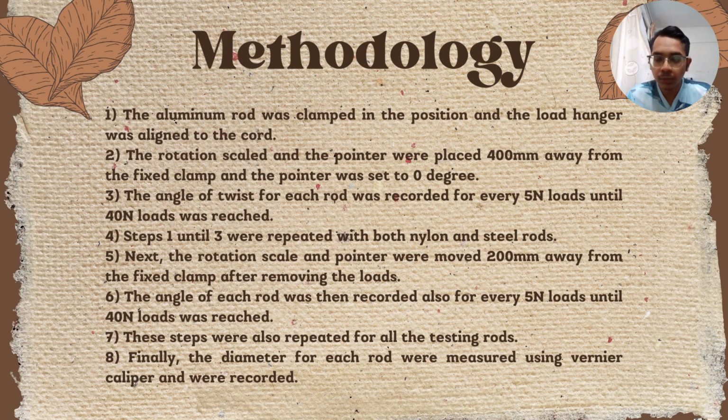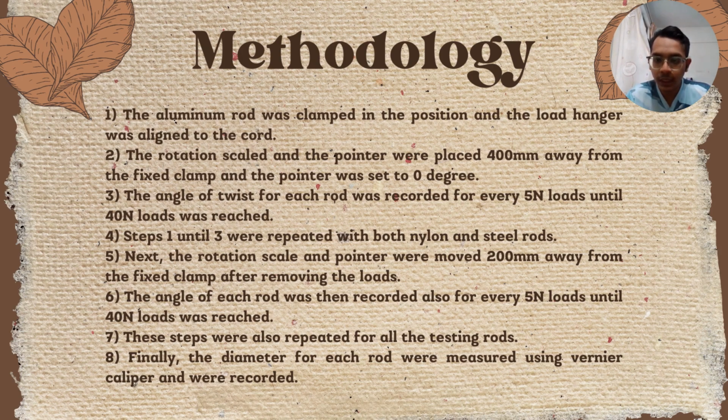Next, we move on to the methodology of this experiment. The aluminum rod was clamped in position and the load hanger was aligned to the cord. The rotation scale and the pointer were placed 400 mm away from the fixed clamp and the pointer was set to 0 degrees. The angle of twist for each rod was recorded for every 5 Newton loads until 4 Newton loads was reached. Steps 1 until 3 were repeated with both nylon and steel rods.